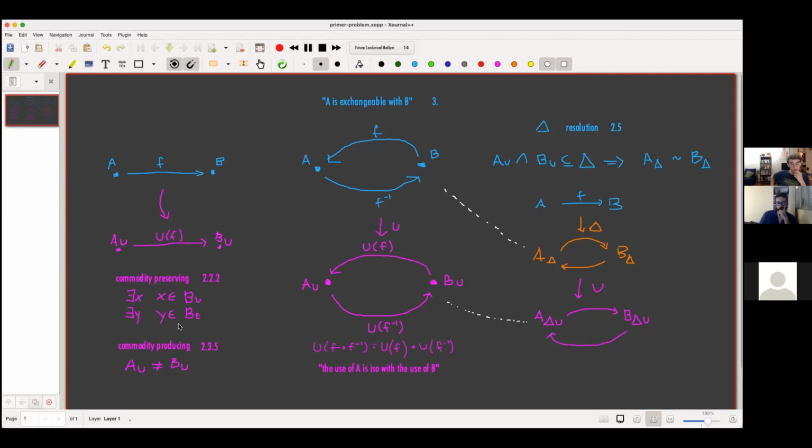So commodity preserving arrows basically says that both objects have to be commodities, right? There has to be something in the use set of the target, and there's also something in the exchange set of the target. The thing before both of these is that we defined a commodity as being something which has this use set and exchange set being not empty, right? That's why this is preserving that property.